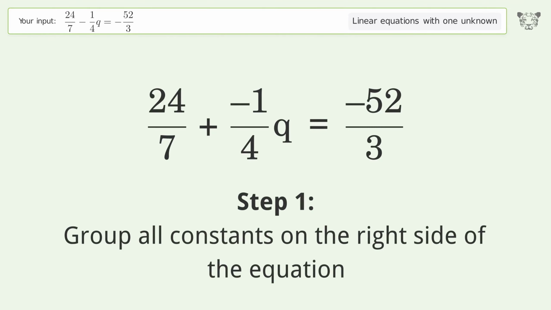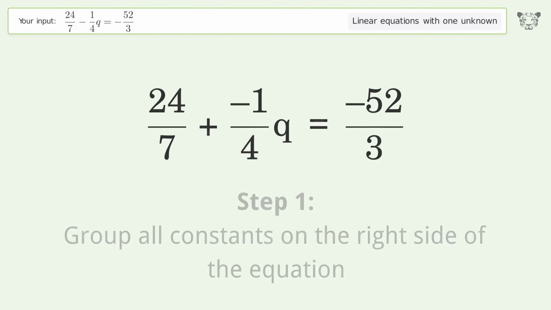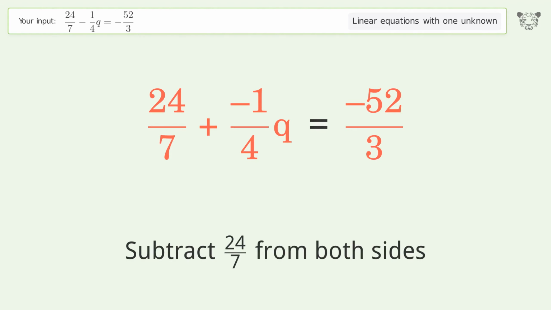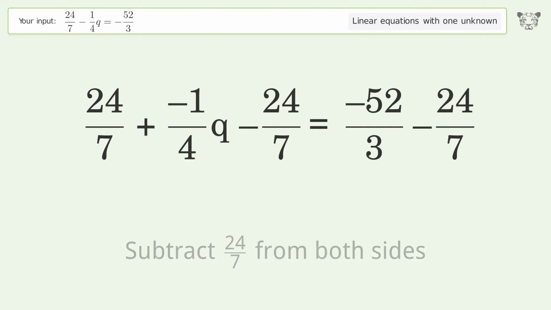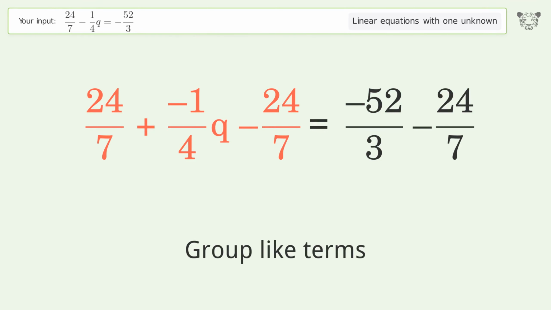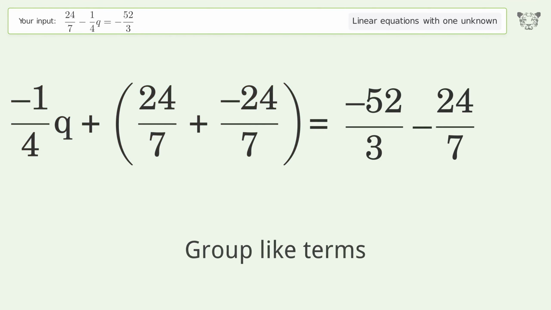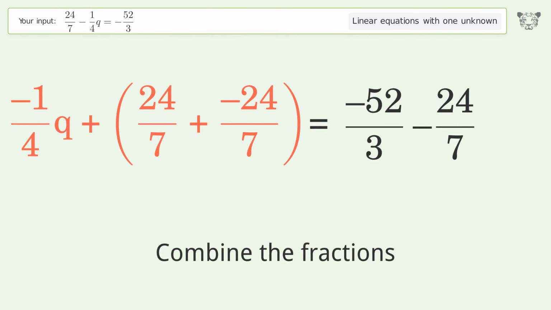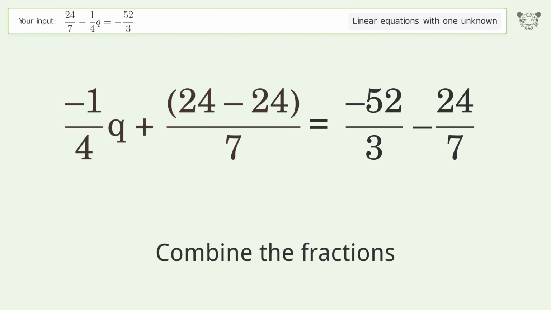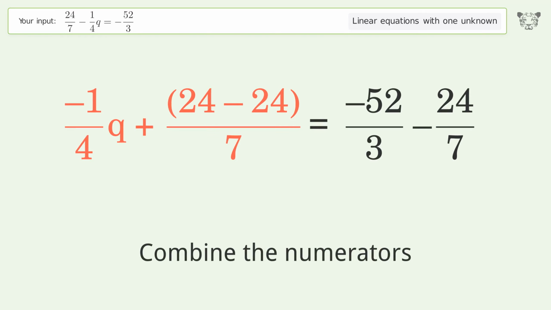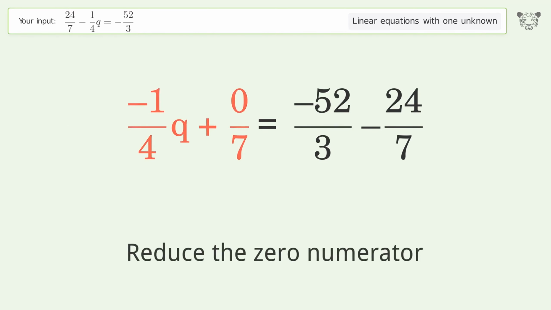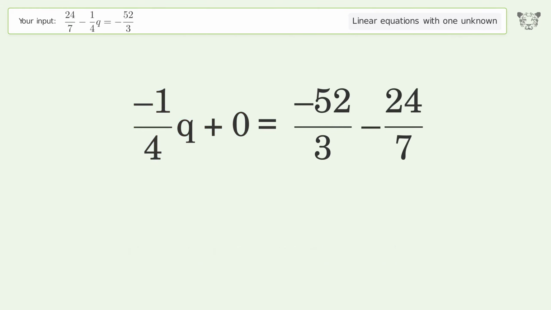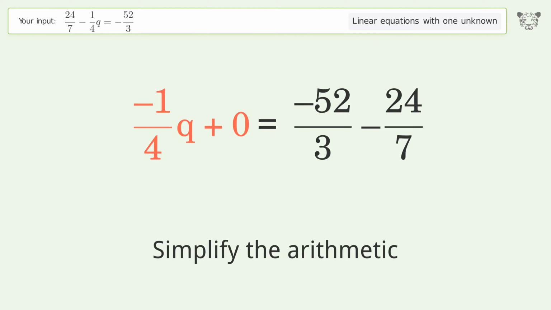Group all constants on the right side of the equation. Subtract 24/7 from both sides. Group like terms. Combine the fractions. Combine the numerators. Reduce the zero numerator. Simplify the arithmetic.